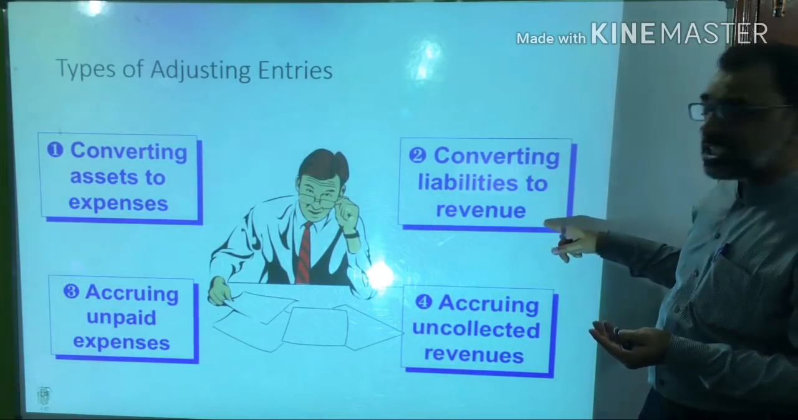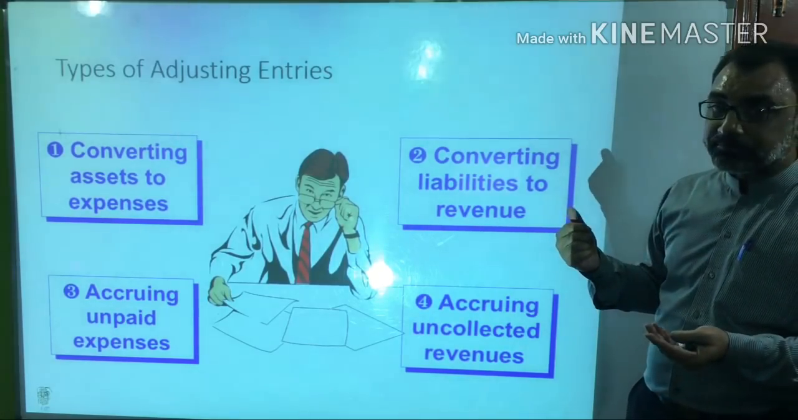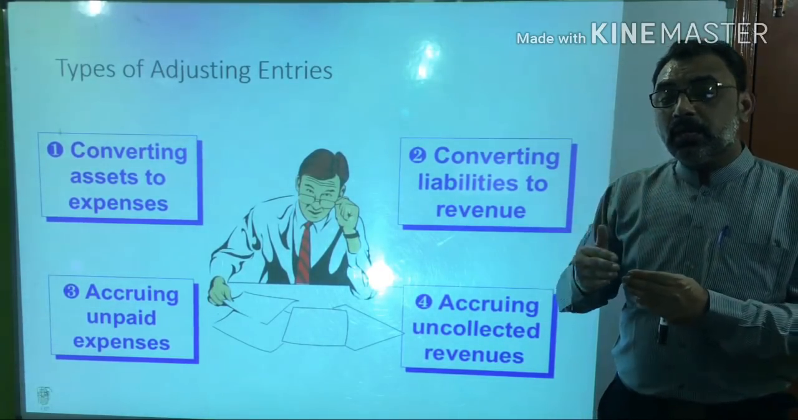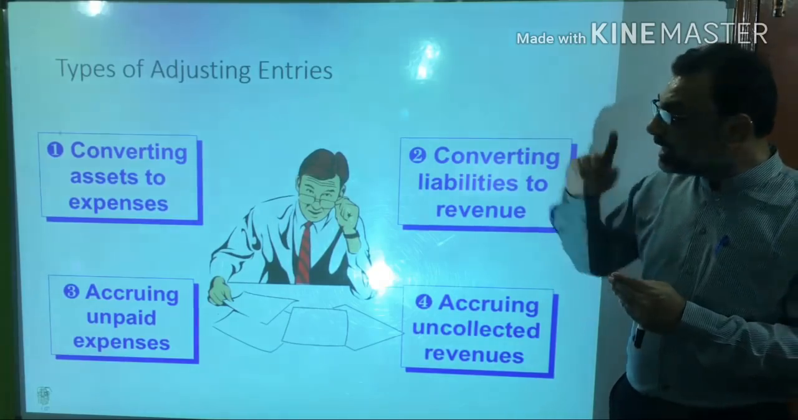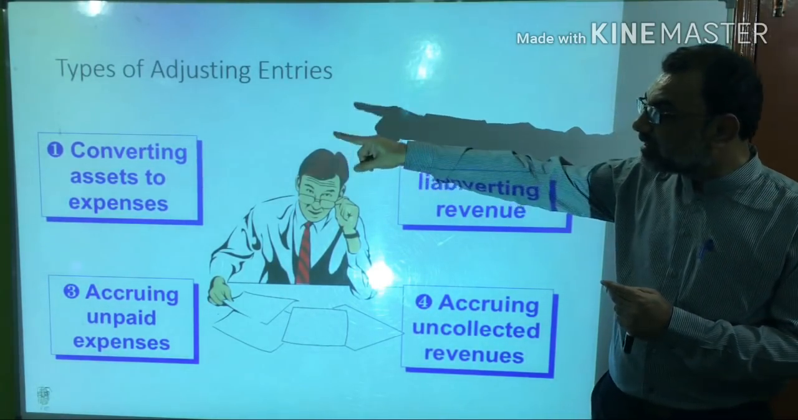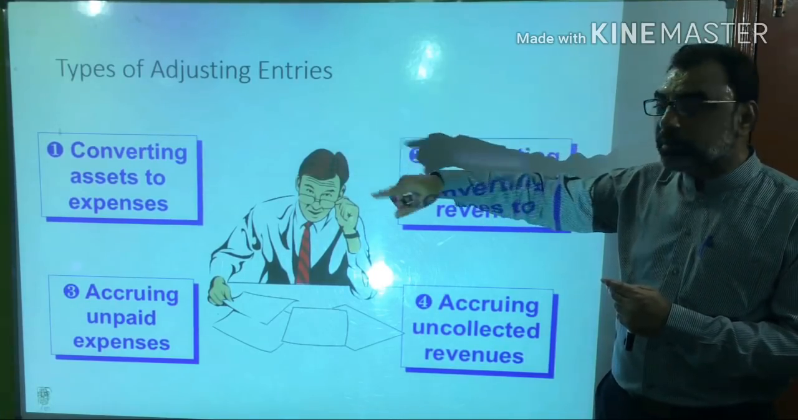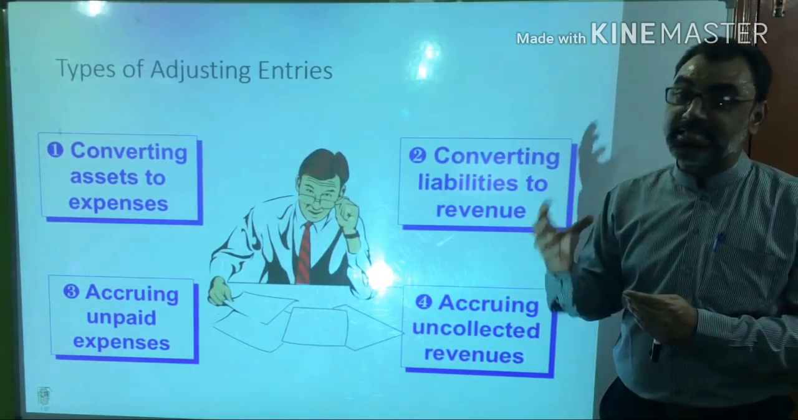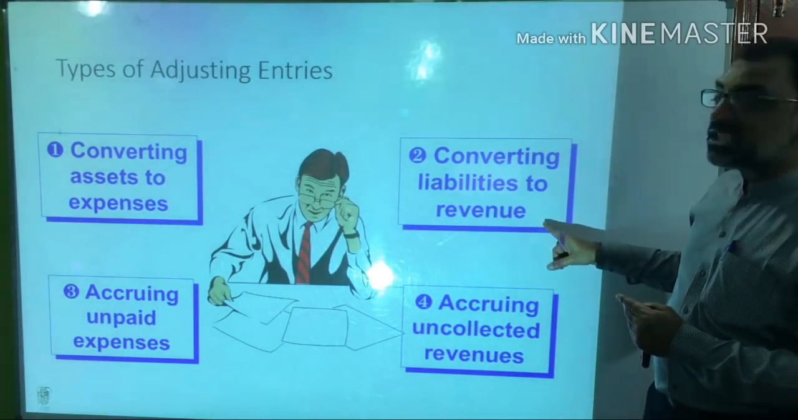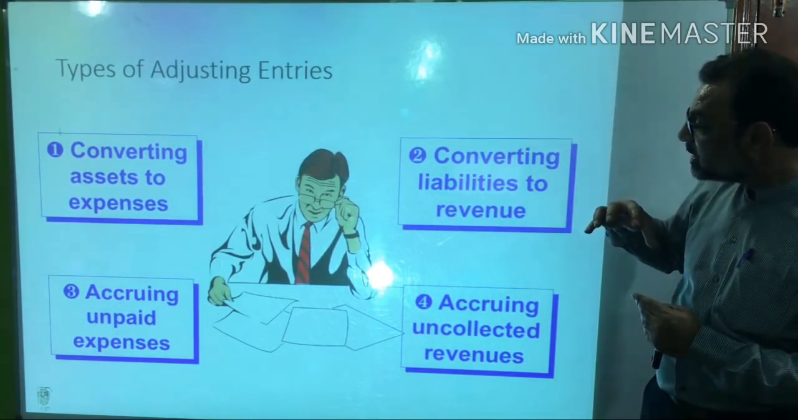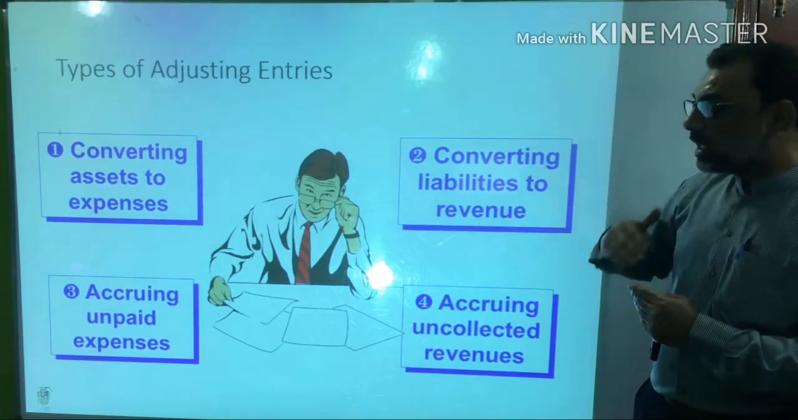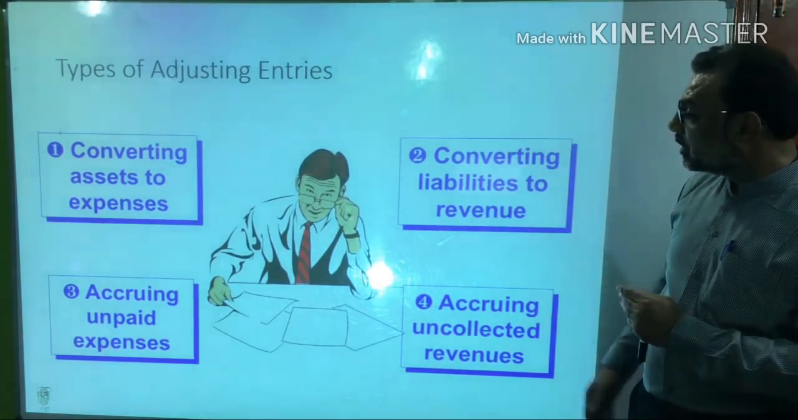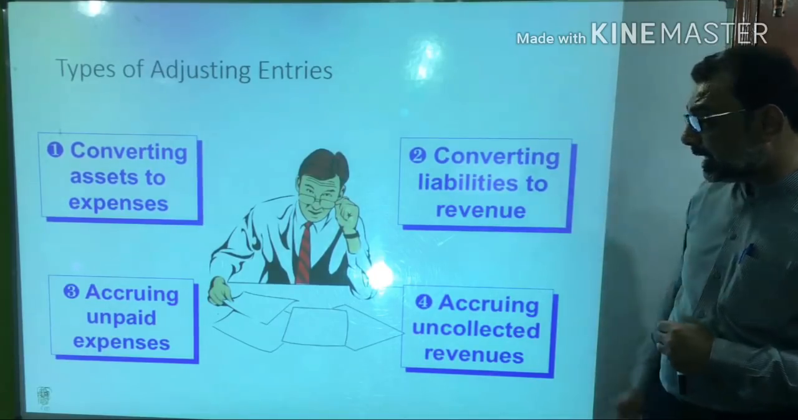In converting liabilities to revenue, you have received an amount in advance, and this amount will slowly and gradually become earned. That means this is the amount of money paid in advance, and it is initially converted into cash, and then a portion of the asset that turns to expense will be recorded as an adjusting entry. Converting liabilities to revenue means that you have received the money in advance and the services are not rendered yet. Whenever the services are rendered, your liability, or your unearned revenue, will start to be realized, and then the revenue will be earned.